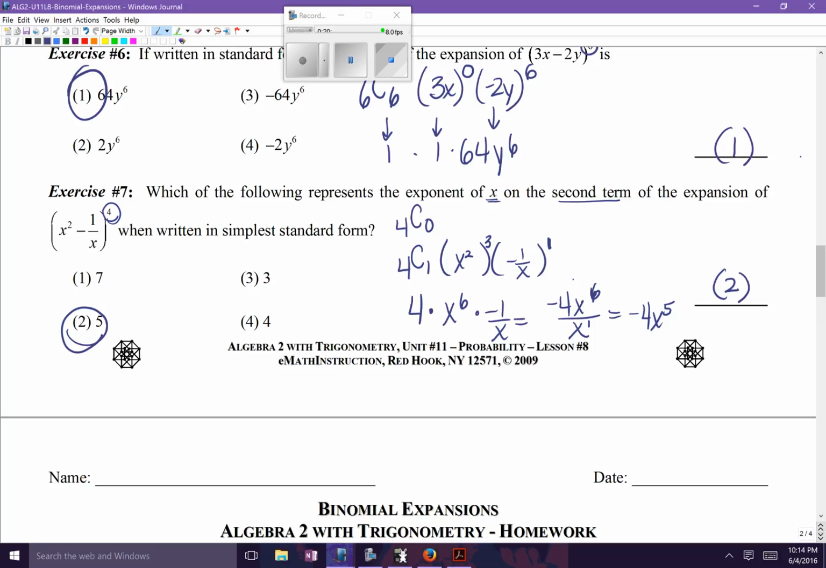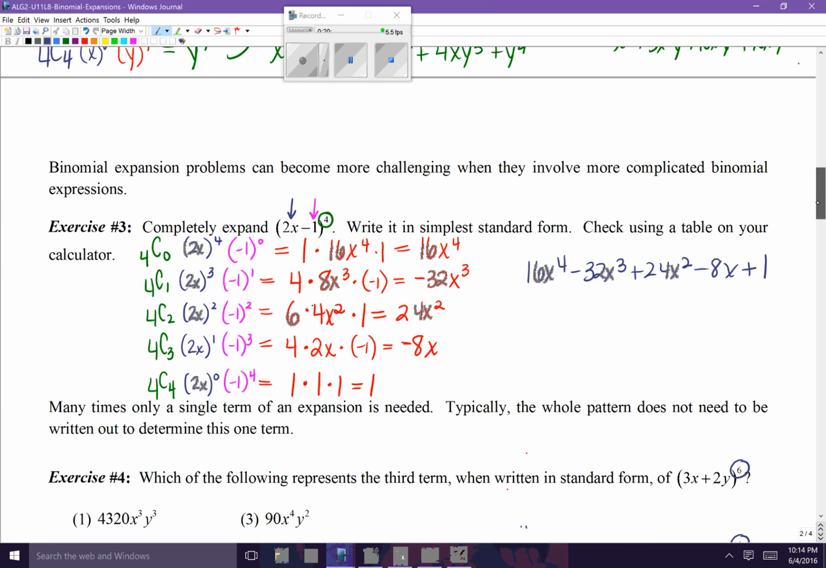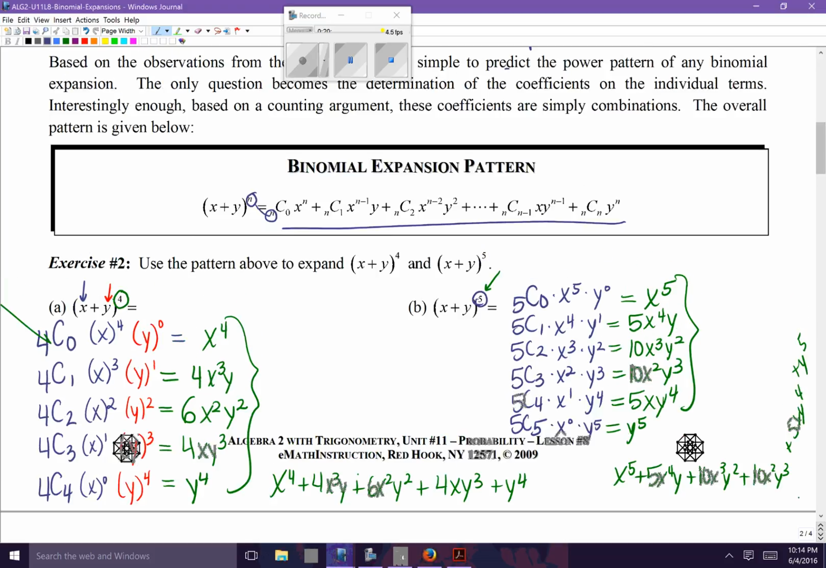All right, so just to summarize, this lesson was on binomial expansions. The formula can be found in your reference table. It is this crazy thing right there, but hopefully you'll have enough practice by the time the Regents comes that you won't even need to reference it.